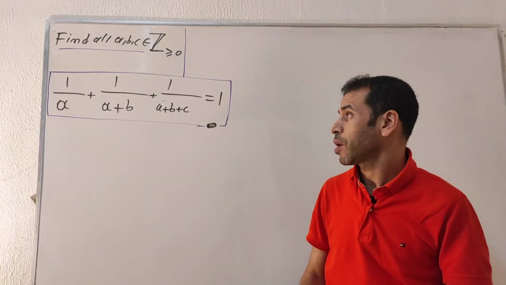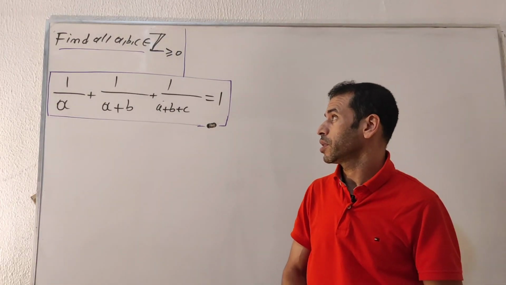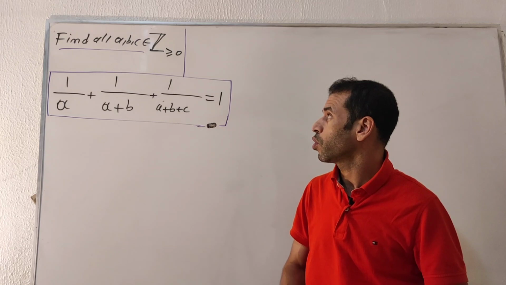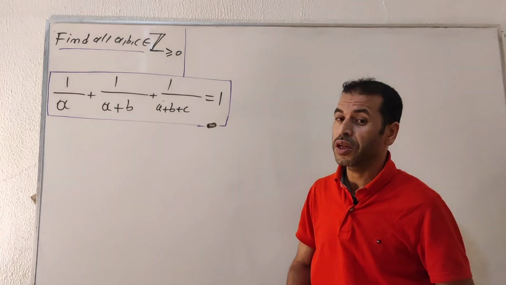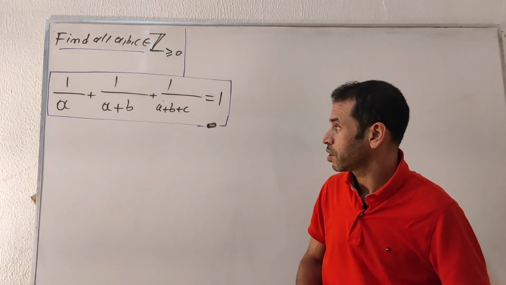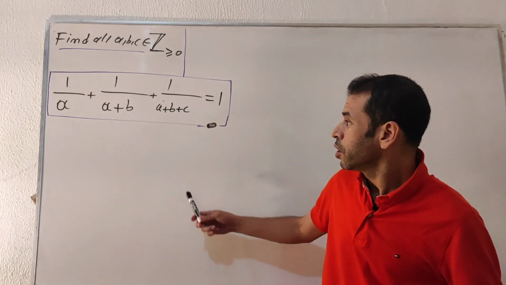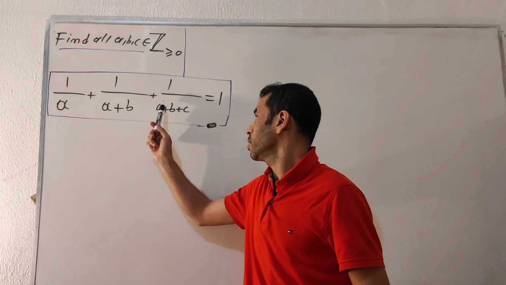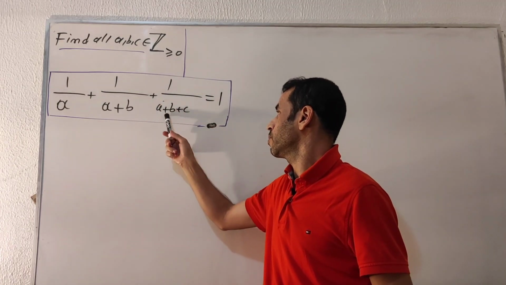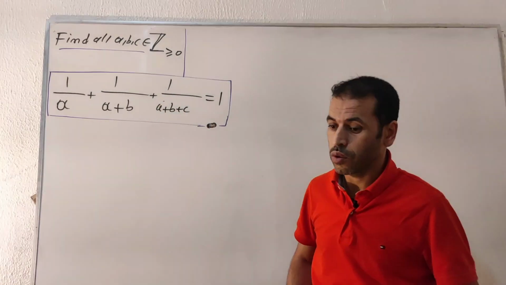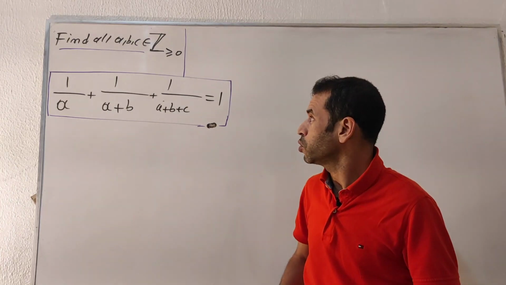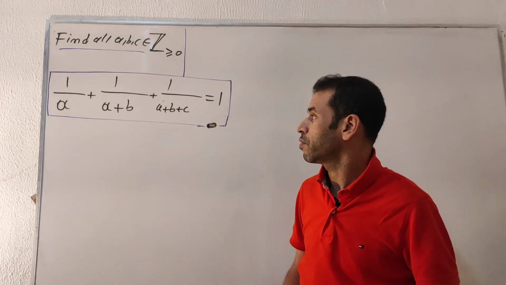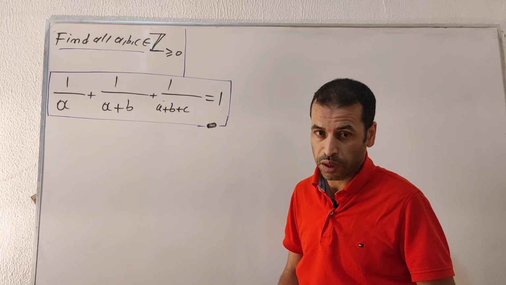Today's video is a nice problem regarding arithmetic and number theory. Here is the setup. Find all a, b, and c as non-negative integers that satisfy the following equation: 1/a + 1/(a+b) + 1/(a+b+c) = 1. Our goal is to determine all these values of a, b, and c as integers.